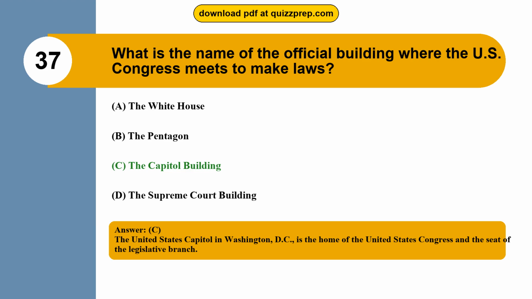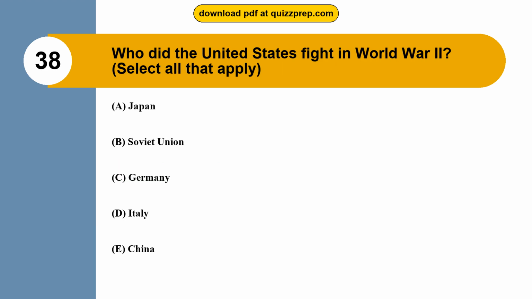Question 38. Who did the United States fight in World War II? Option A, Japan. Option B, Soviet Union. Option C, Germany. Option D, Italy. Option E, China.